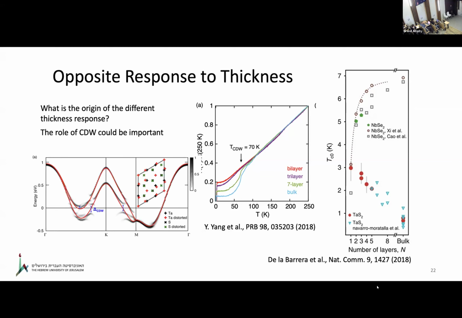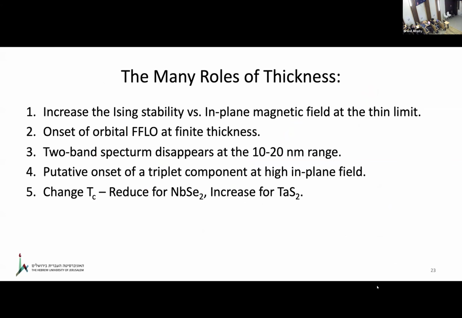And if you look at this curve over here, this is a DFT calculation that they presented. They say you gap out part of the Fermi surface, so superconductivity goes weaker. Okay, so where is there any relation between the mechanisms and the two materials? Well, this is where we come in.